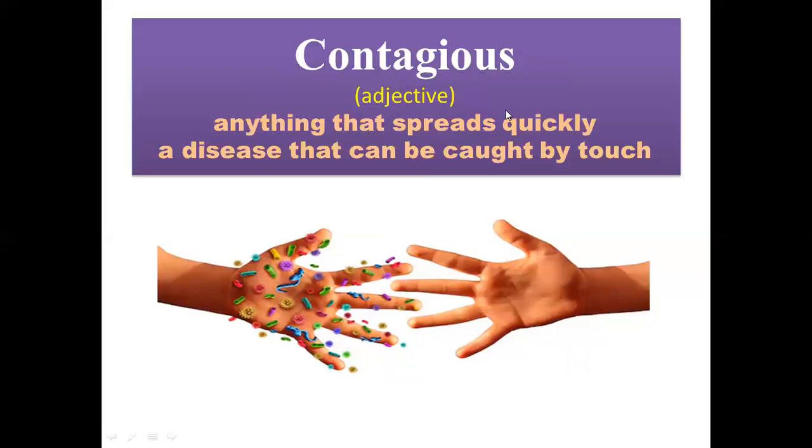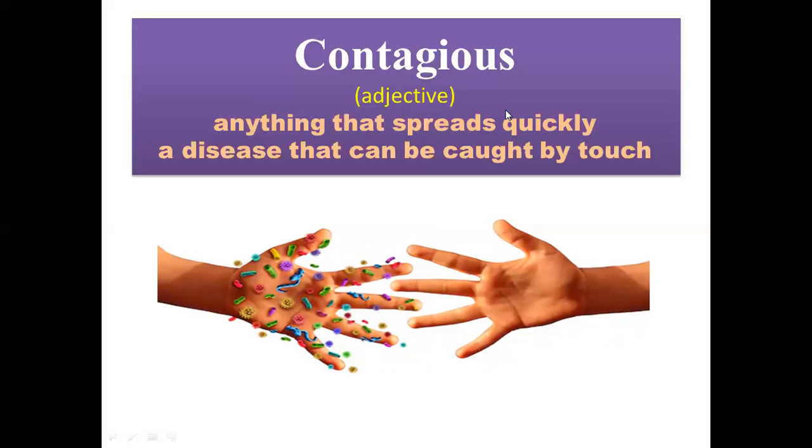Contagious is anything that spreads quickly or a disease that can be caught by touch. Okay, there are two definitions, by the way. Anything that spreads quickly, that is contagious. Contagious can also be a behavior, a bad behavior that spreads quickly. People follow it, people try to imitate it, copy it. So that's also contagious, but it is always taken in negative terms. So anything that spreads quickly or a disease that can be caught by touch.